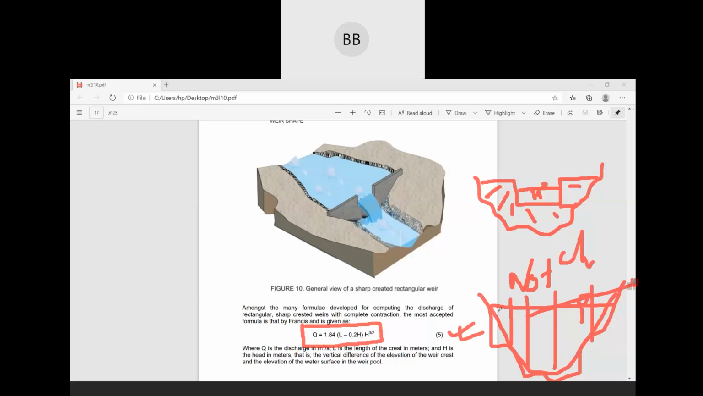So if the channel is small, you can construct a weir, but obviously this structure cannot be constructed for a very large river or a very large channel. Suppose you have a small channel where you want to measure the discharge, so you can construct a weir and you can appropriately find out the discharge.